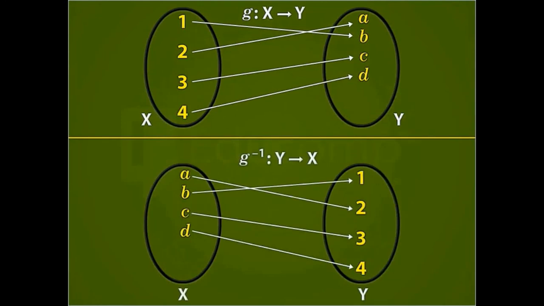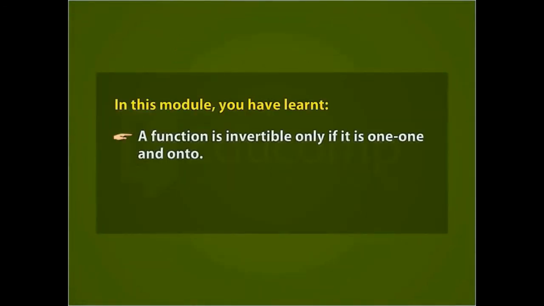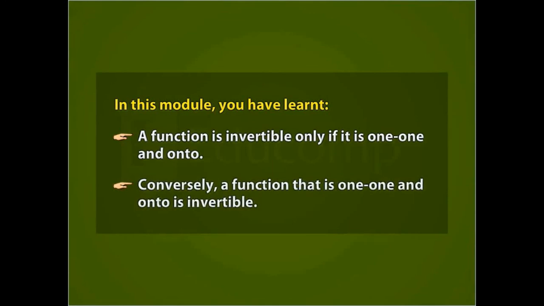Thus we can generalize that a function is invertible only if it is 1-1 and onto. Conversely, we can say that a function that is 1-1 and onto is invertible. In this module you have learned a function is invertible only if it is 1-1 and onto. Conversely, a function that is 1-1 and onto is invertible.